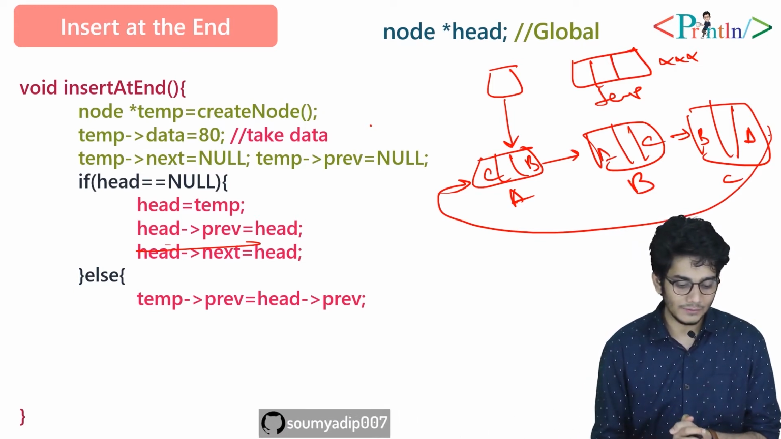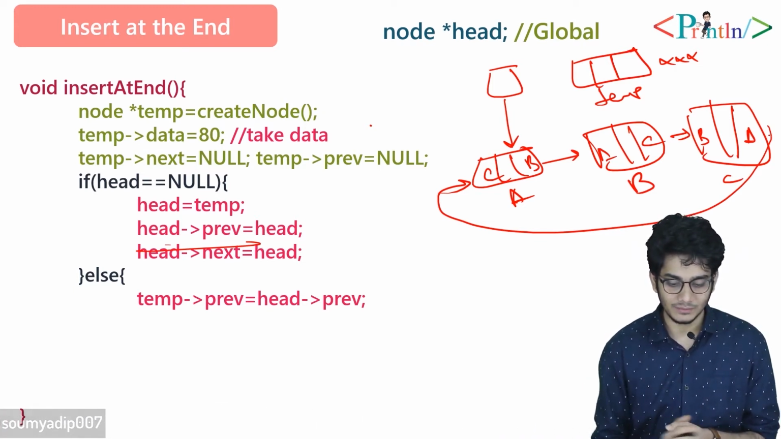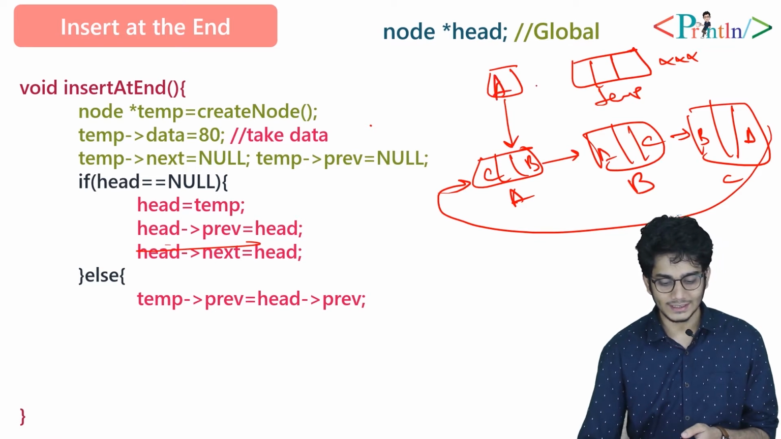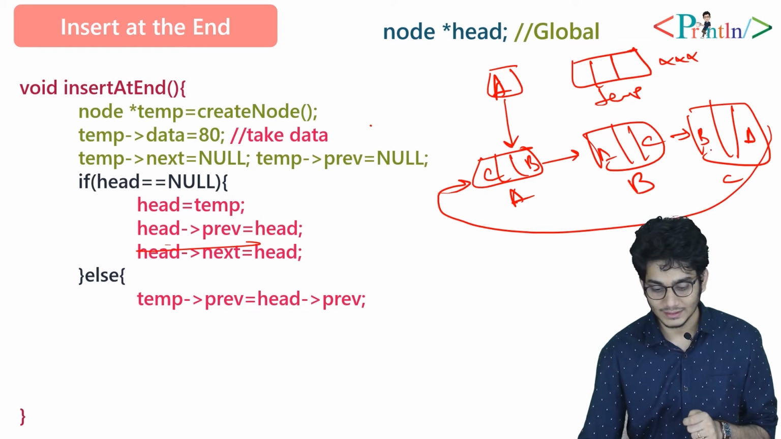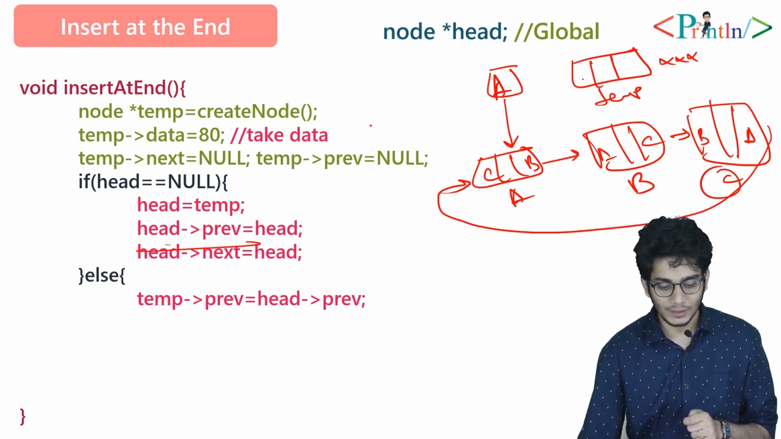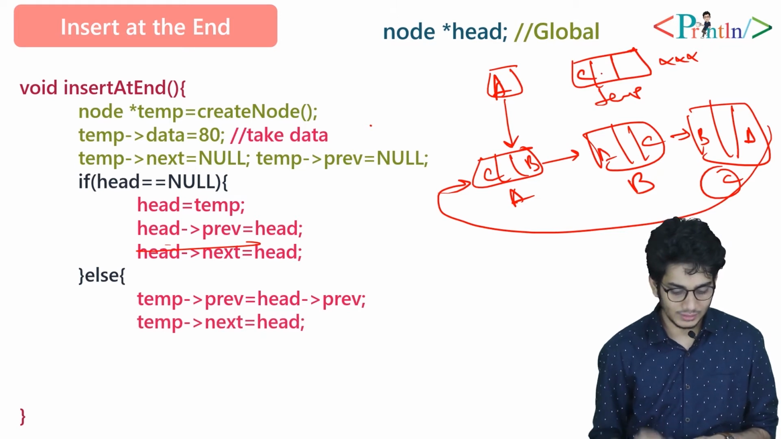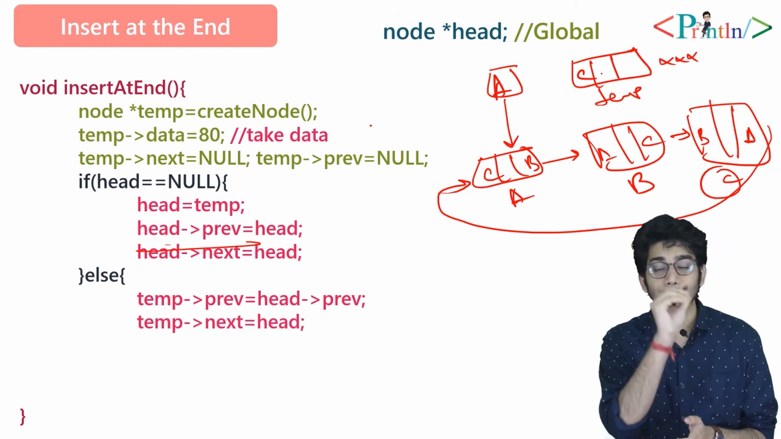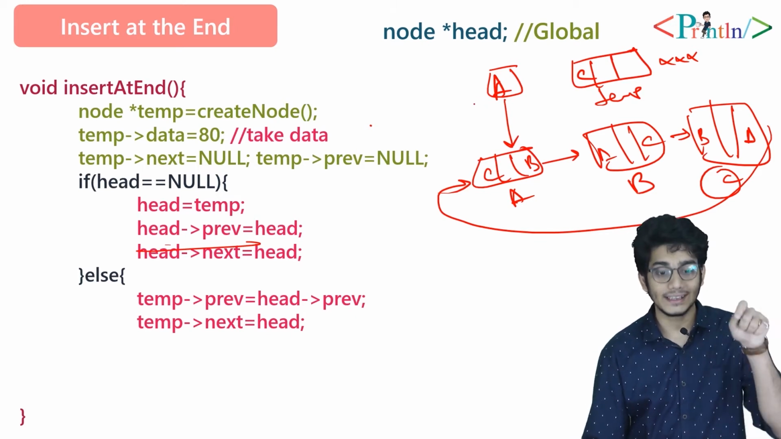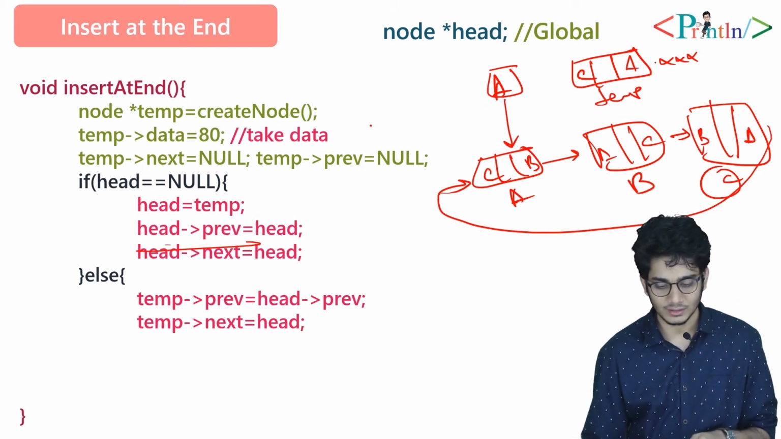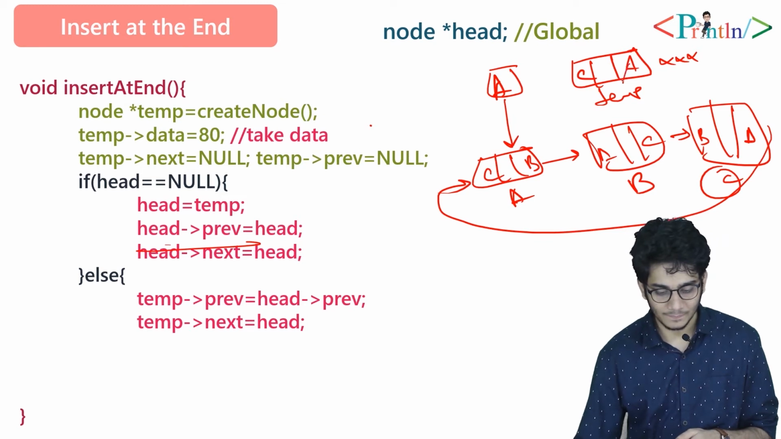Now at first, we have to put temp prev equals to head prev. Now what is the head? That is A. Head prev means C. Now we'll put temp prev equals to C. Then we'll put temp next equals to head. So what is the value of head? The value of head is A. We'll put A over here. We have successfully put A.